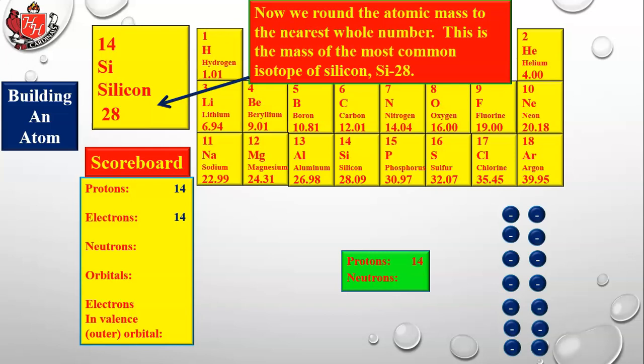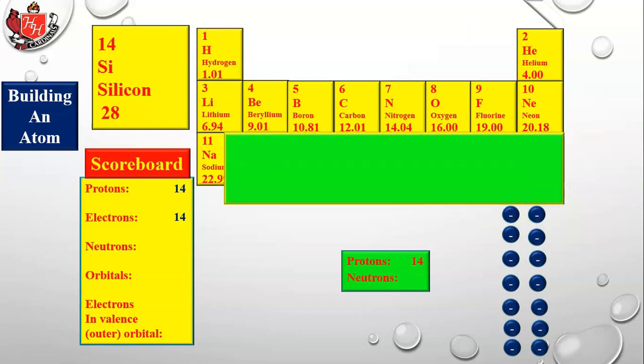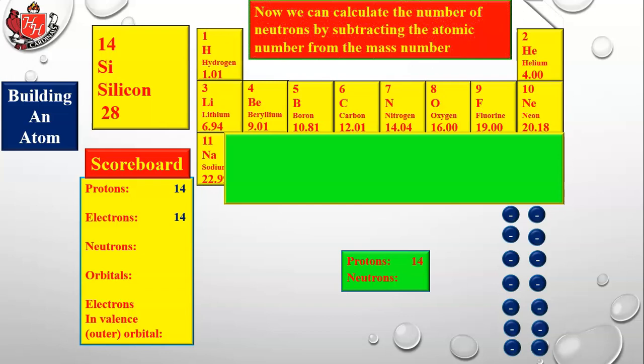So that's the mass number of the most common isotope of silicon. Now we can go ahead and calculate how many neutrons we have. We can calculate the number of neutrons by subtracting the atomic number from the mass number. The mass number is the total number of protons and neutrons. If it has a mass number of 28, and each proton is 1 atomic mass unit, and each neutron is 1 atomic mass unit, then 28 must be the sum total of all the protons and neutrons. So that's 28.